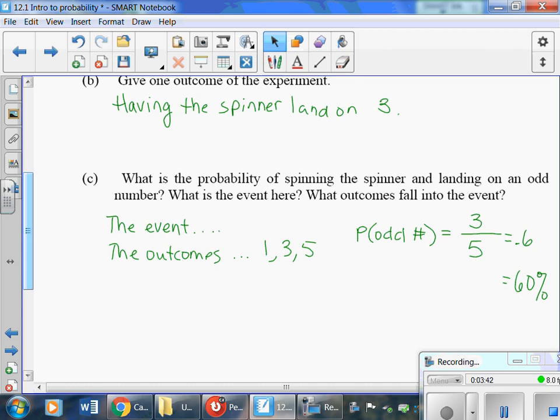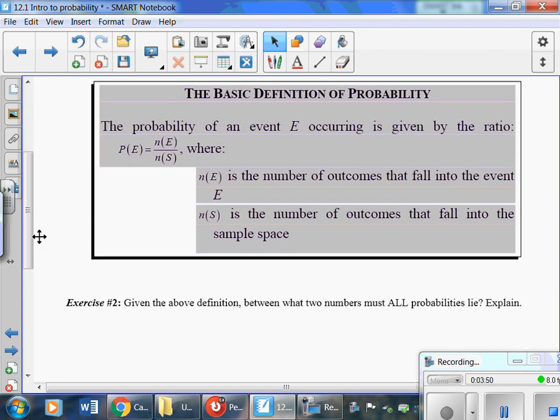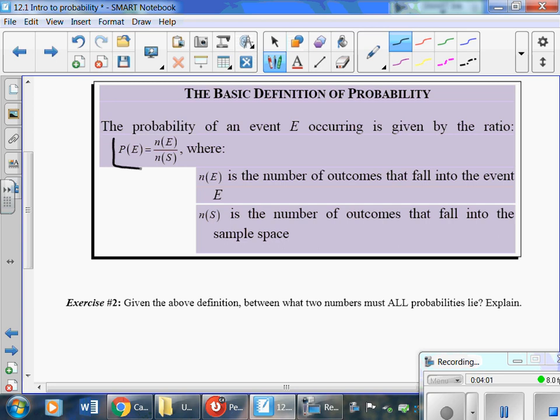So moving on to exercise 2, but before we do that, we're going to talk about the basic definition of probability. So you can see here that the probability of an event E occurring is given by the ratio P of E, the probability of an event, is equal to N of E, which means the number of ways that event can happen, over N of S, where S is the sample space. So N of E is the number of outcomes, and N of S is the number of total outcomes in the sample space.